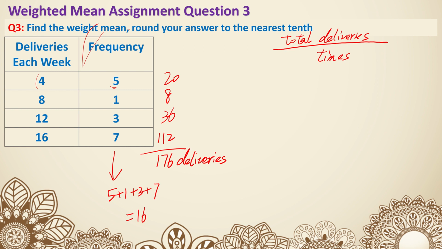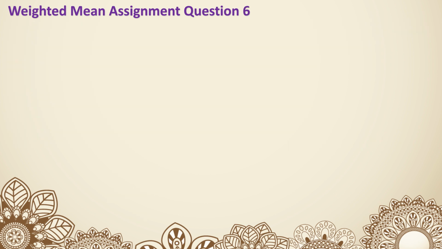So in order to find the weighted mean, that is going to be 176 divided by 16, which is 11. There we go. That is question 3.